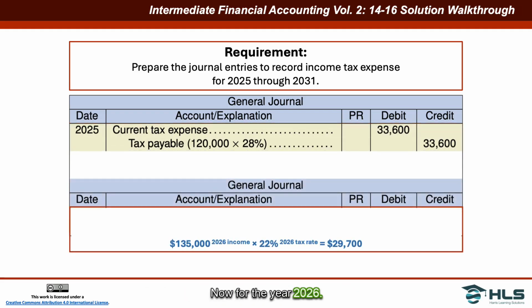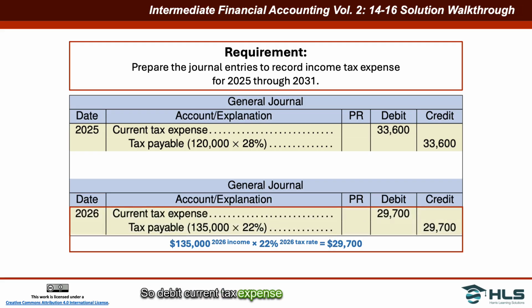Now for the year 2026, the company had taxable income of $135,000. We'll multiply by the 22% tax rate applicable for the year 2026. That results in current tax expense and payable of $29,700. So debit current tax expense and credit tax payable for that amount.